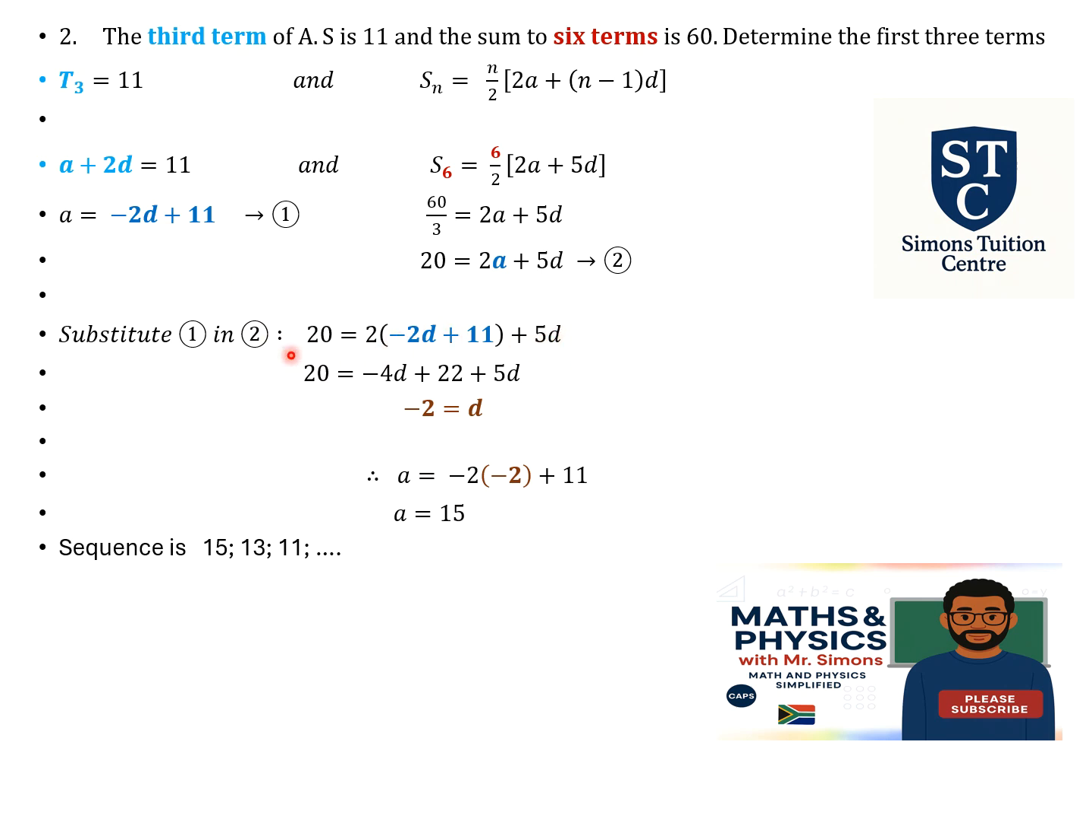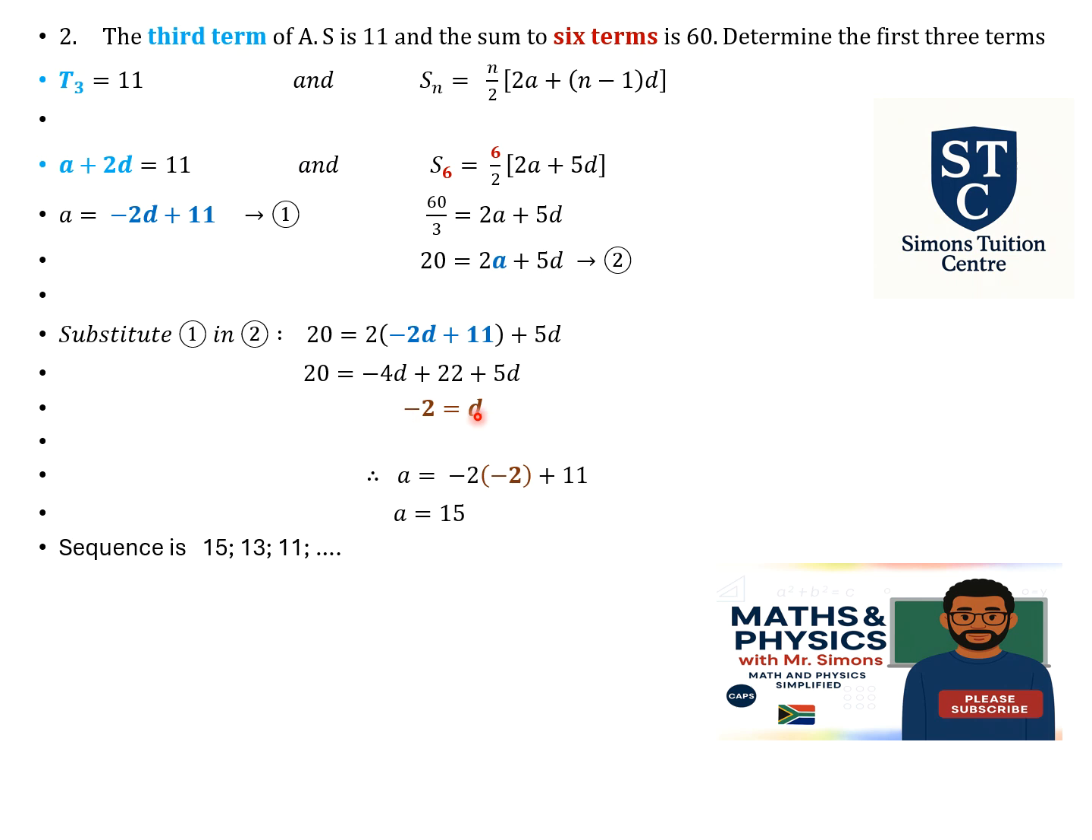Looking at the equation, now I only have one unknown, d. 2 times negative 2d gives me minus 4d. 2 times 11 gives me 22 plus 5d, and I have 20. 5d minus 4d gives me d. If I take 22 across, 20 minus 22 gives me negative 2. So therefore d equals negative 2.